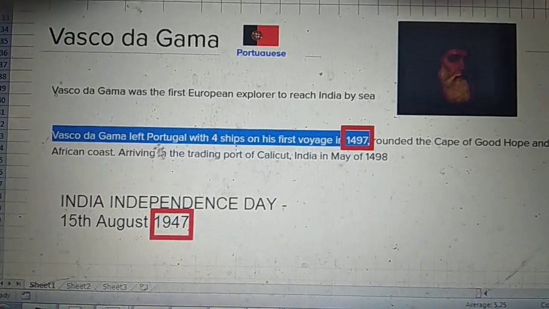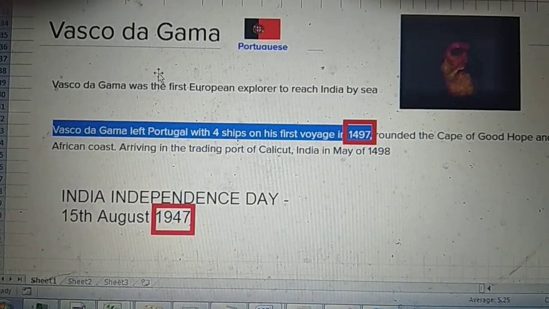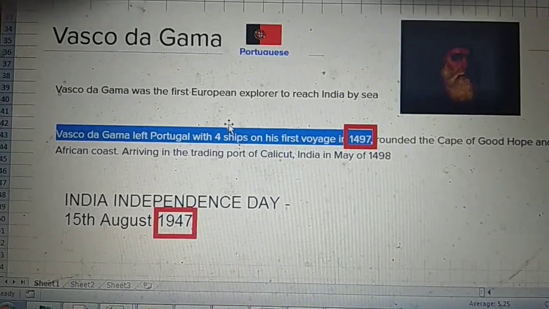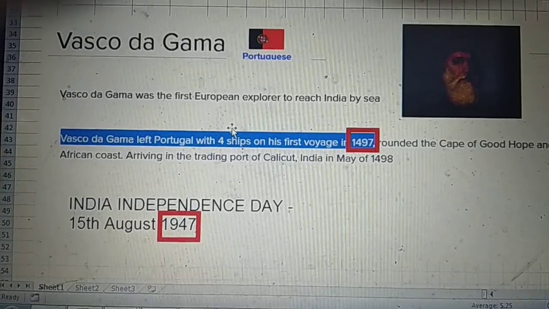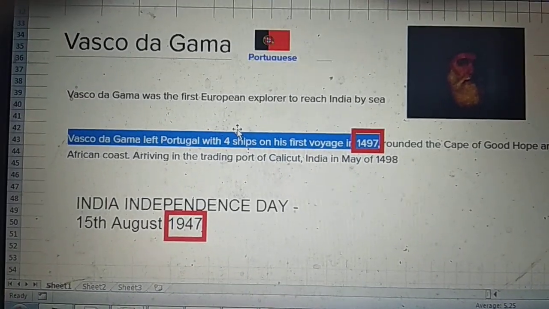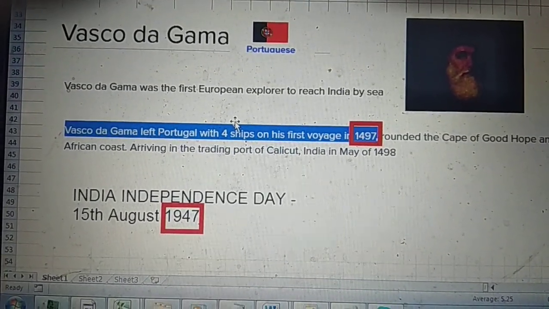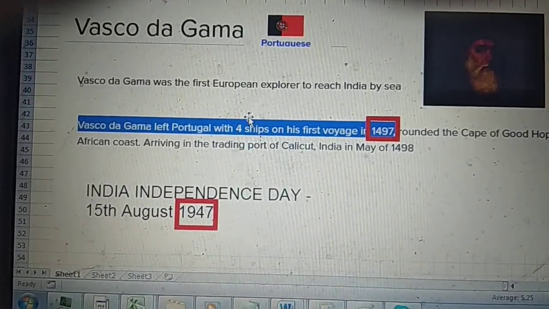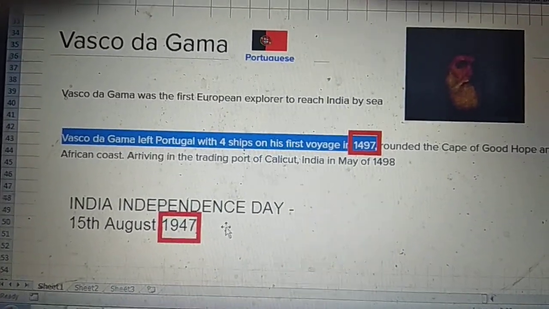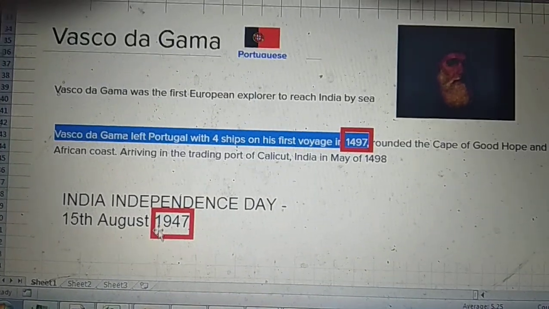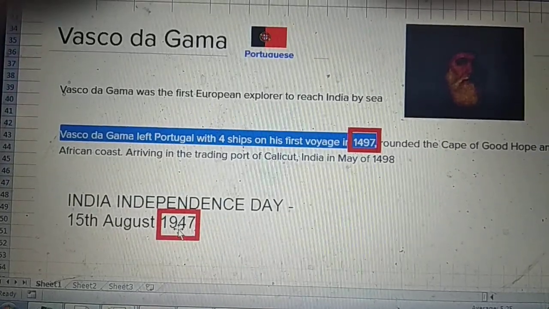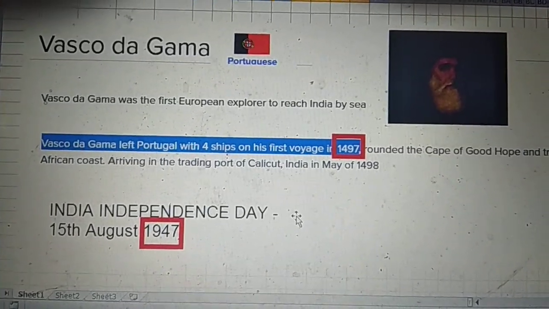The significance here is that once the sea route was found, other explorers and European countries like France and Britain started to come to India and later started to colonize. So India finally got its independence in 1947. So I think there is some significance to this number. I don't know if it's only a coincidence.